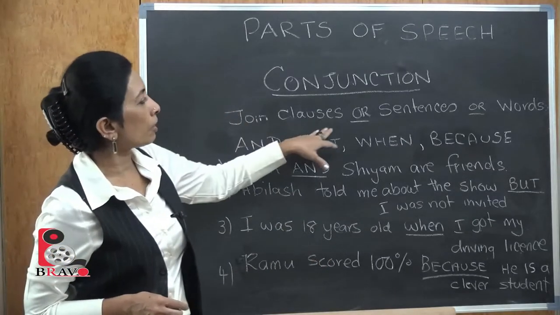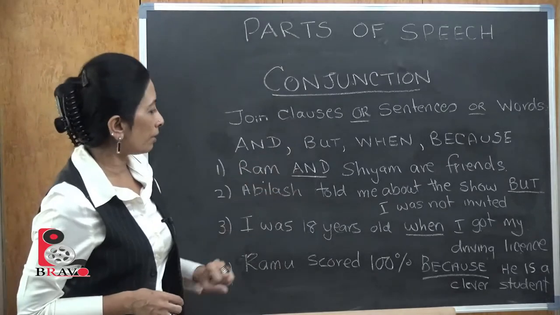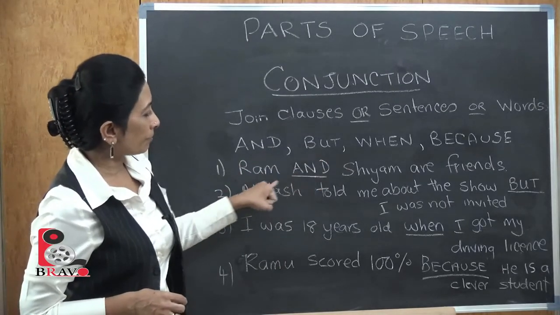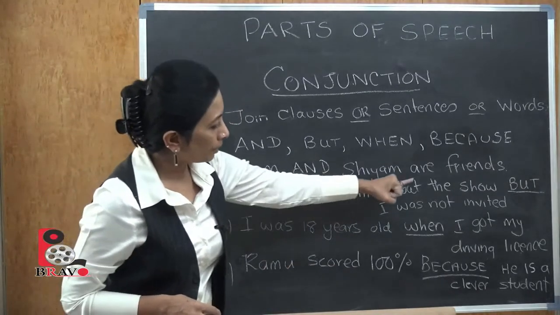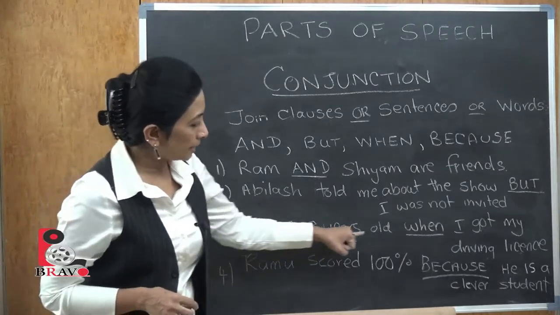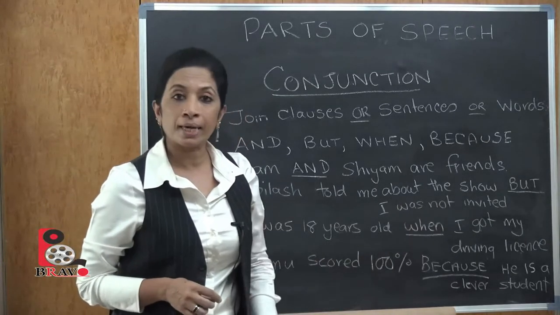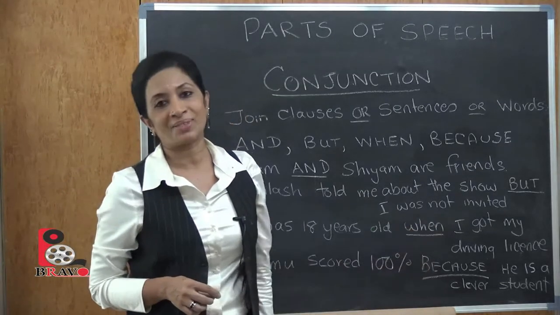That is the meaning of conjunction: it joins clauses, sentences, or words. And you can see the examples: Ram and Shyam are friends. Abhilash told me about the show, but I was not invited. I was 18 years old when I got my driving license. Ramu scored 100% because he is a clever student.